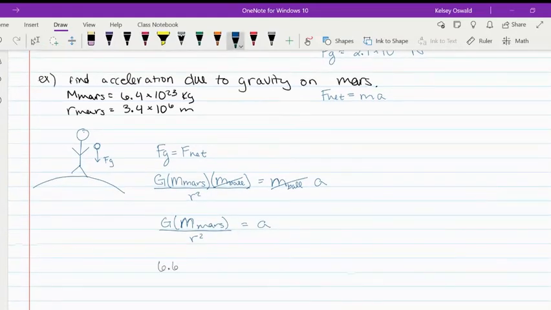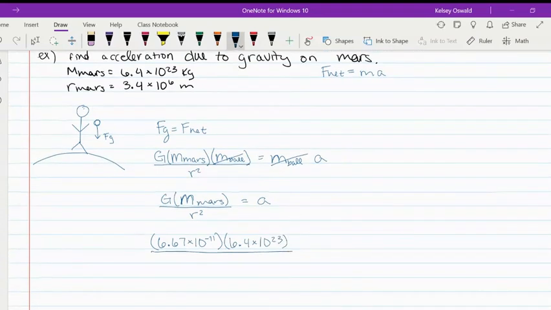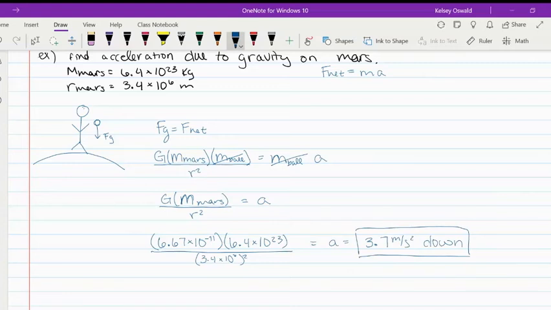We know G is always 6.67 times 10 to the negative 11th. We know our mass of Mars is 6.4 times 10 to the 23rd kilograms. And we know our radius between the two objects is 3.4 times 10 to the 6th. And it is radius squared, so we need to square that. And we should find the acceleration due to gravity on Mars is 3.7 meters per second squared. And we can just add down at the end because we know gravity always pulls an object downward. Okay. So that's another type of equation you'll see with these problems.